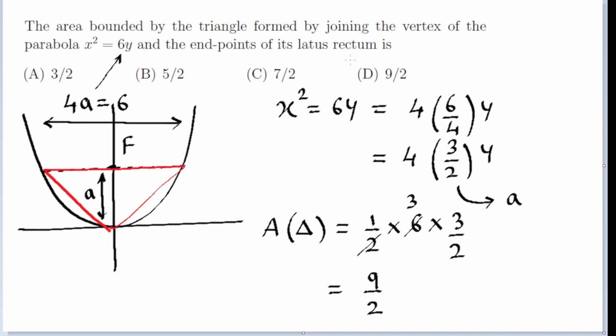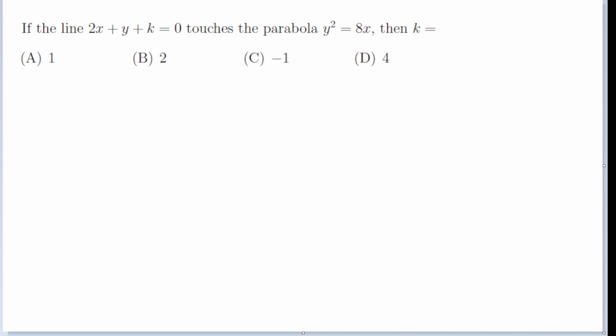So therefore option D is the correct answer to this question. Let us go to the next question. If the line 2x plus y plus k equal to 0 touches the parabola y square equal to 8x, then k is equal to what? Right. So we have been given a line to be a tangent to the parabola, correct?